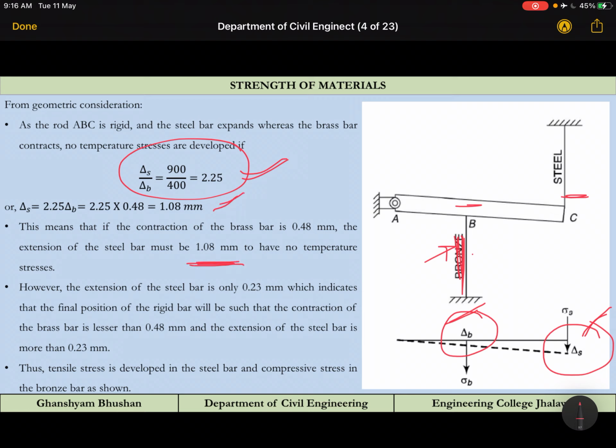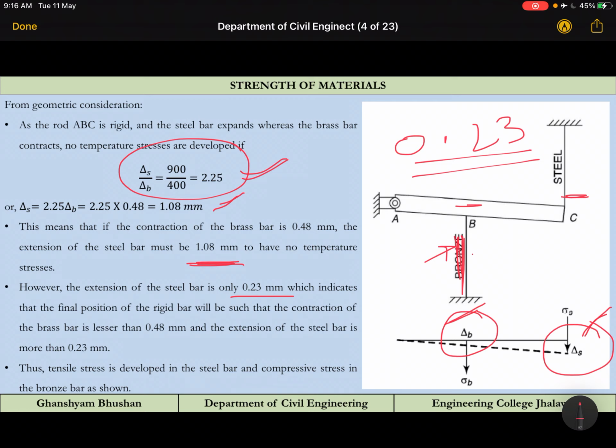Multiply this by 2.25. Then there would be no temperature stress, but we have seen that steel has an expansion of only 0.23. So stresses are going to come into the picture. We have to calculate the stresses. However, the extension of the steel bar is only 0.3 mm, which indicates that the final position of the rigid bar will be such that the contraction of the brass bar is less than 0.48 mm and the extension of the steel bar is more than 0.23 mm.